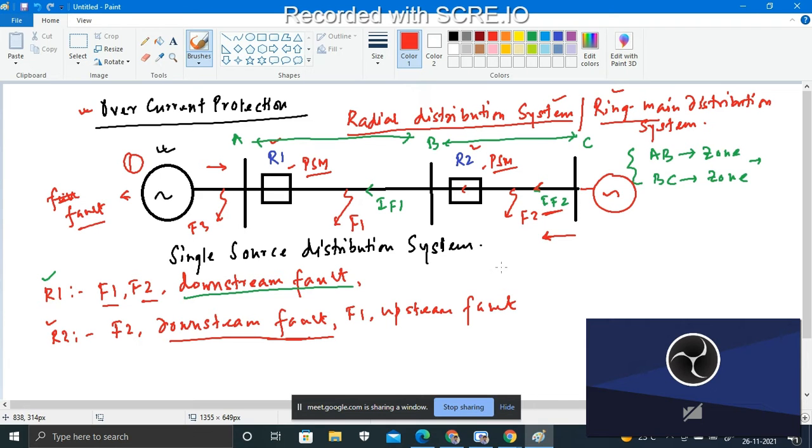For those cases, what will happen, we will discuss in the directional overcurrent relay. So in both directions we are having a fault. In the previous overcurrent protection, that means the non-directional overcurrent protection, only a single direction fault appears because we are considering only a single source. If I connect another source over here, what is actually going on in the feeder, that we will discuss.